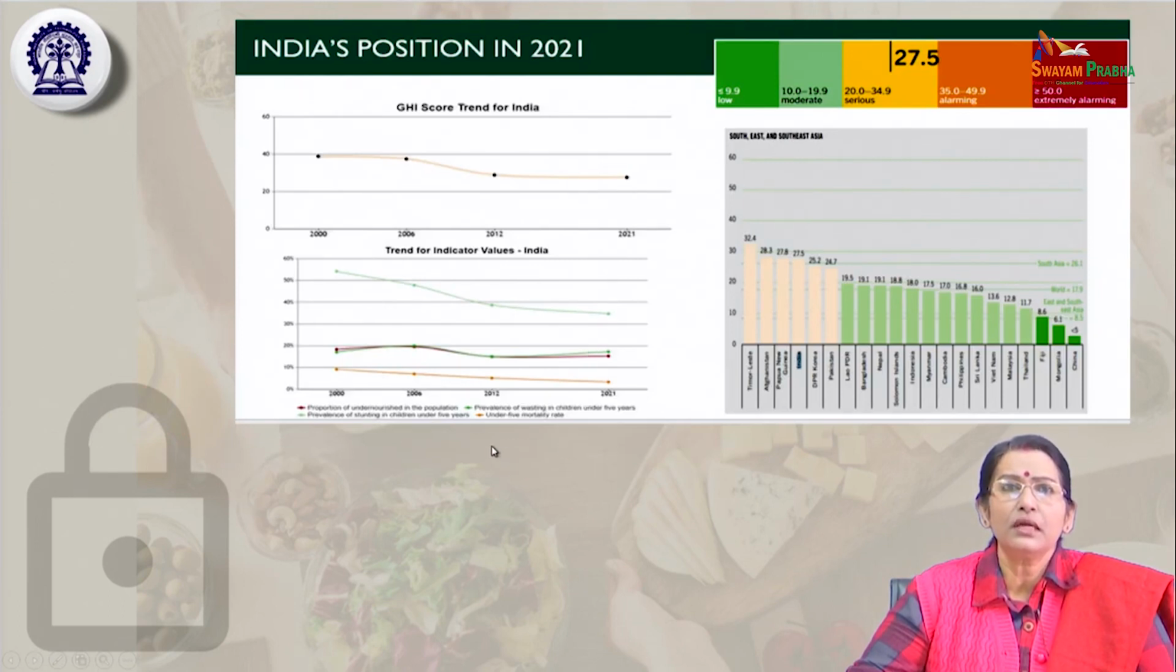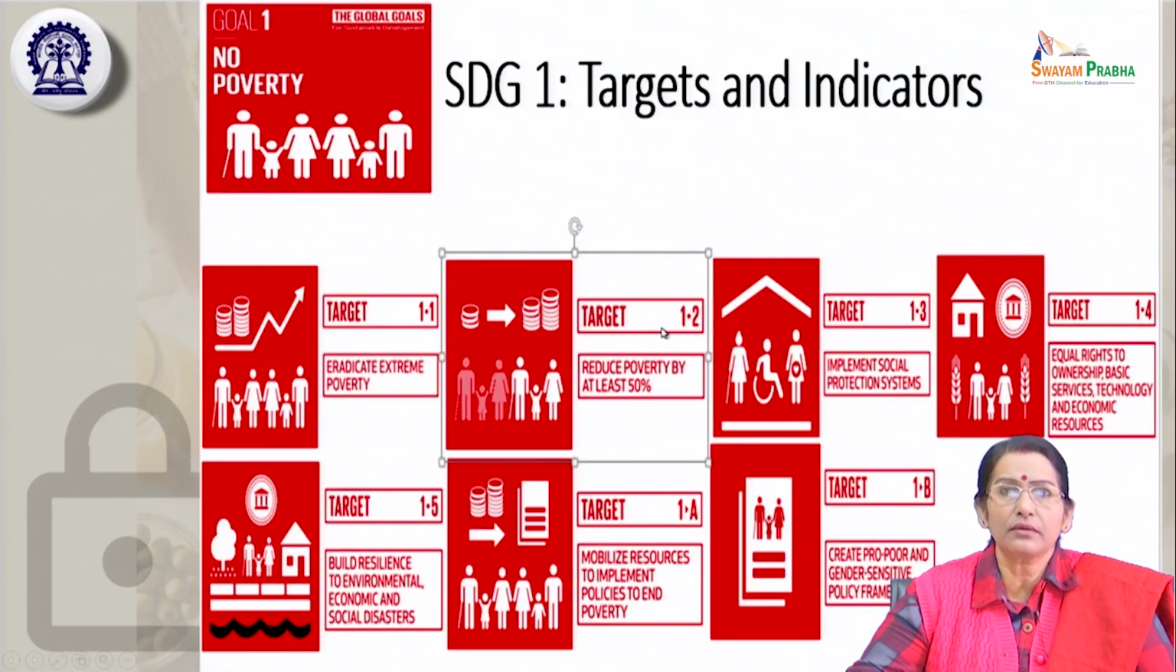So now these are some of the parameters, some of the charts. You can go through it. That is the global hunger index that shows in India what the trend is, what the percentage is. You can go through India's position in 2021.